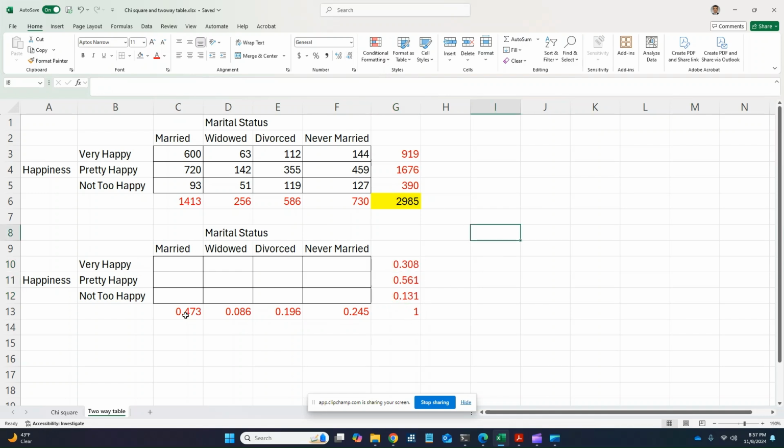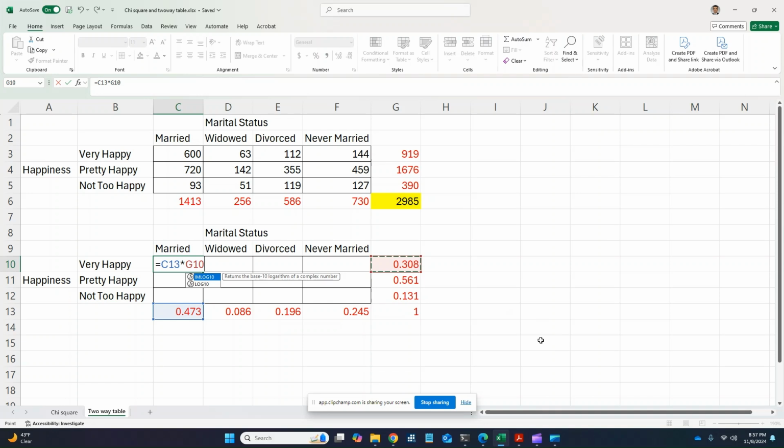Now that we have the proportions ready for all events, we can multiply these proportions to calculate the probability of being married and very happy, being widowed and very happy, being divorced and very happy. It's just all multiplication. So this is 0.473 probability of being married times 0.308 probability of being very happy. And then I press enter. So this is the proportion.